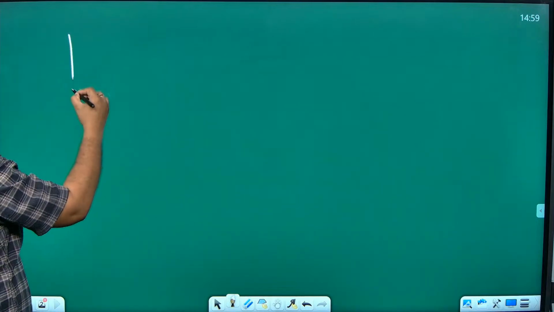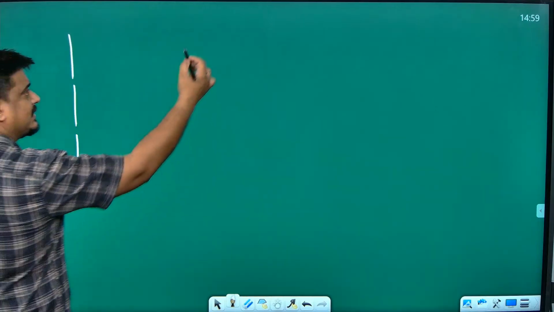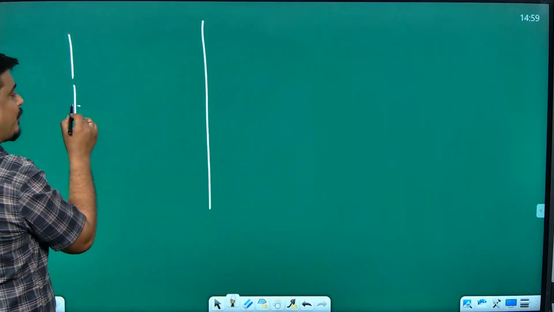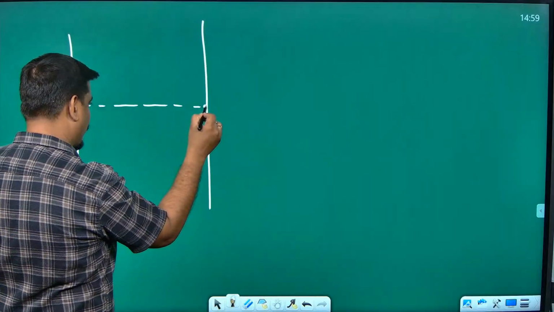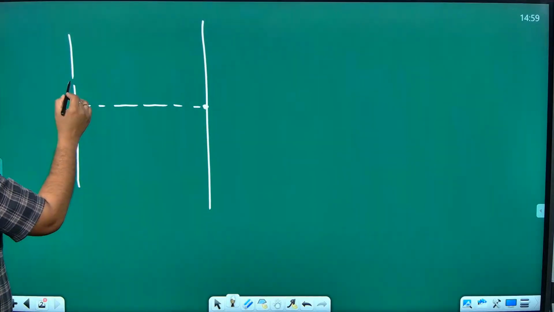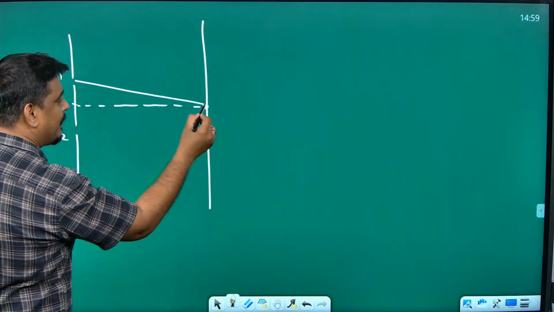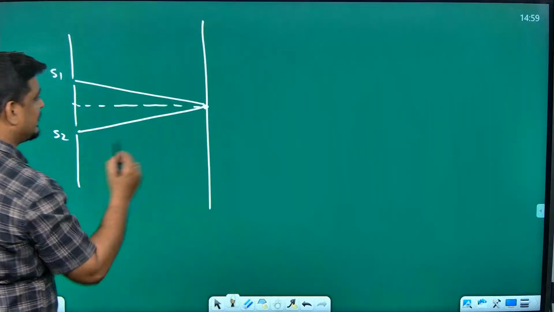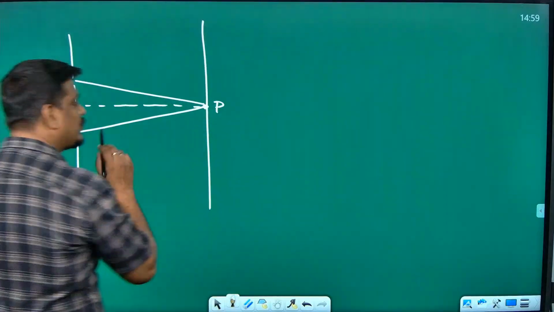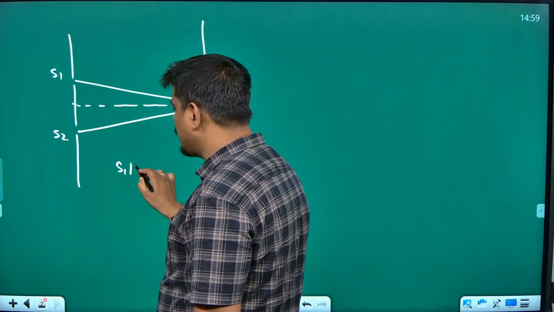So, it is very easy to understand why the center point has a bright spot. Because, see here, I will tell you. From the S1 slit and S2 slit, if you see the path, that is, if I take this point as P, then don't you think that S1P is equal to S2P?